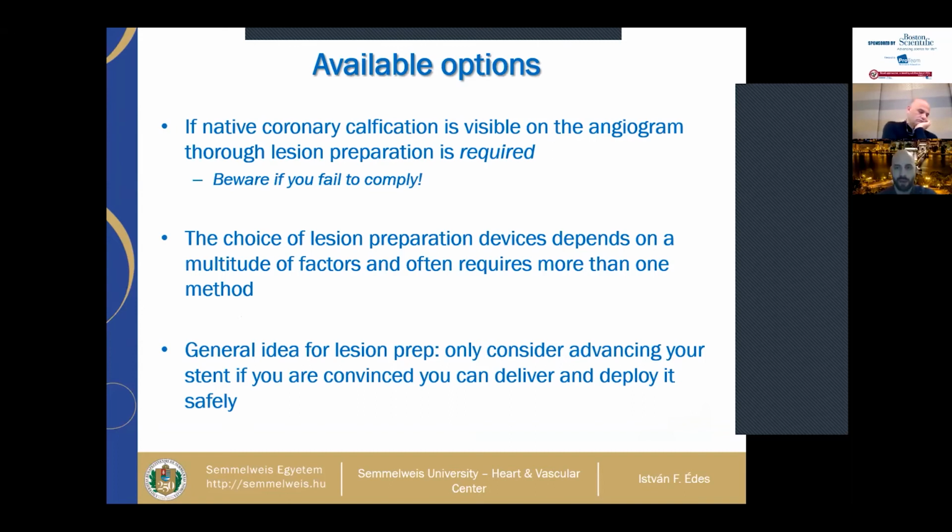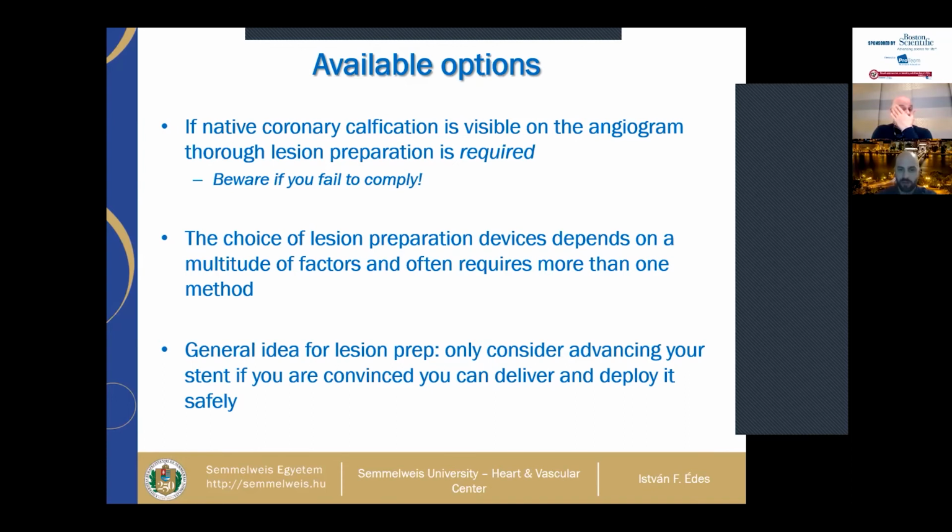What I have very, very strongly said in my cath lab to every one of my colleagues is that if native coronary artery is visible on an angiogram, then extremely thorough vessel preparation is required. And beware, if you fail to comply, that would be a terrible mistake on your part as a doctor. The choice of lesion preparation devices depends on a multitude of factors, as we've heard from Dr. Meana, and often requires more than one method for us to get the best results possible.